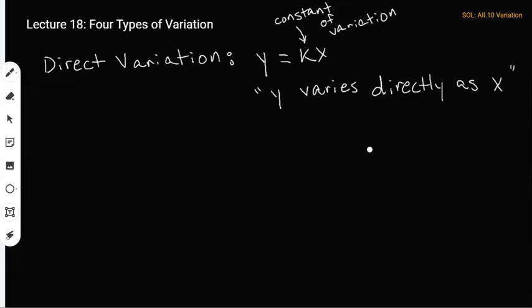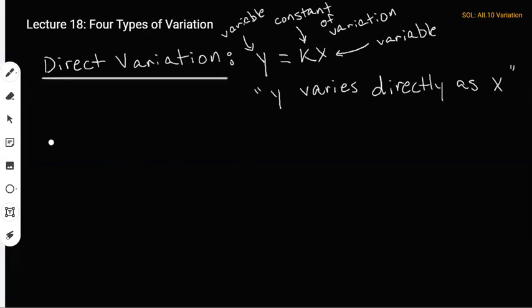So if k is a number, that means that x and y are both going to be variables. So x is going to be a variable and y is going to be a variable. K is always going to be a constant or just a number. All right, let's look at the next one.